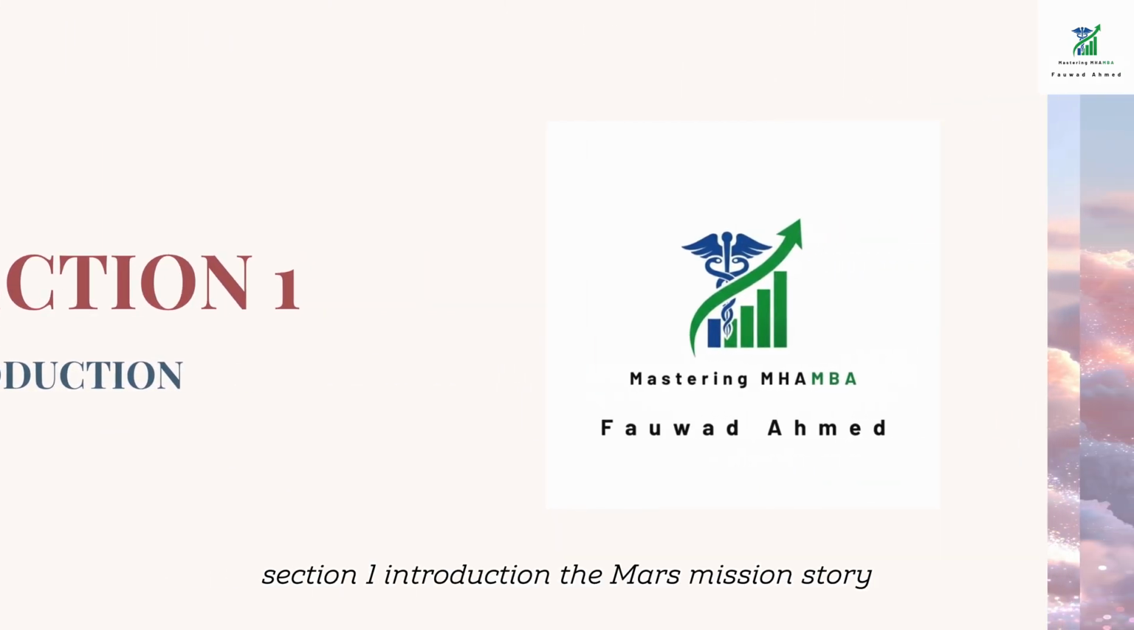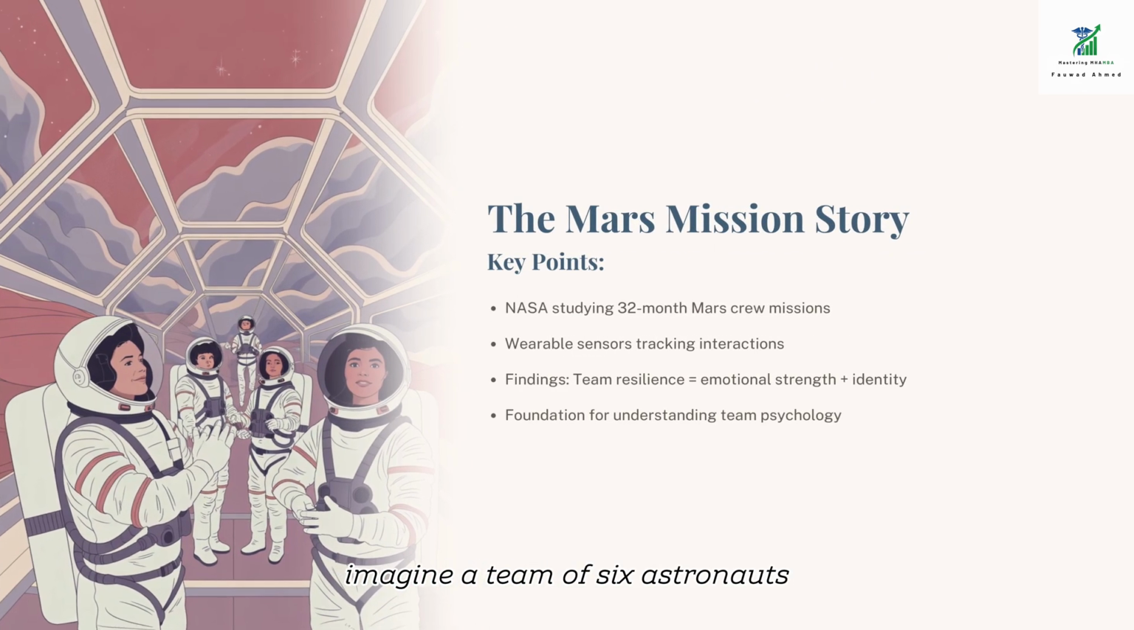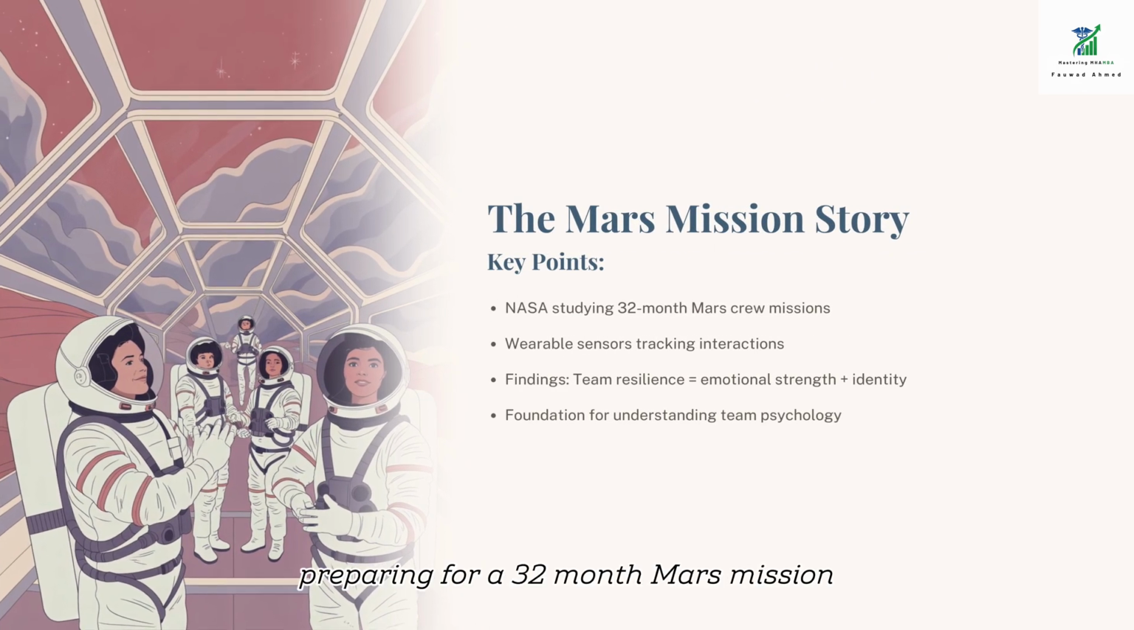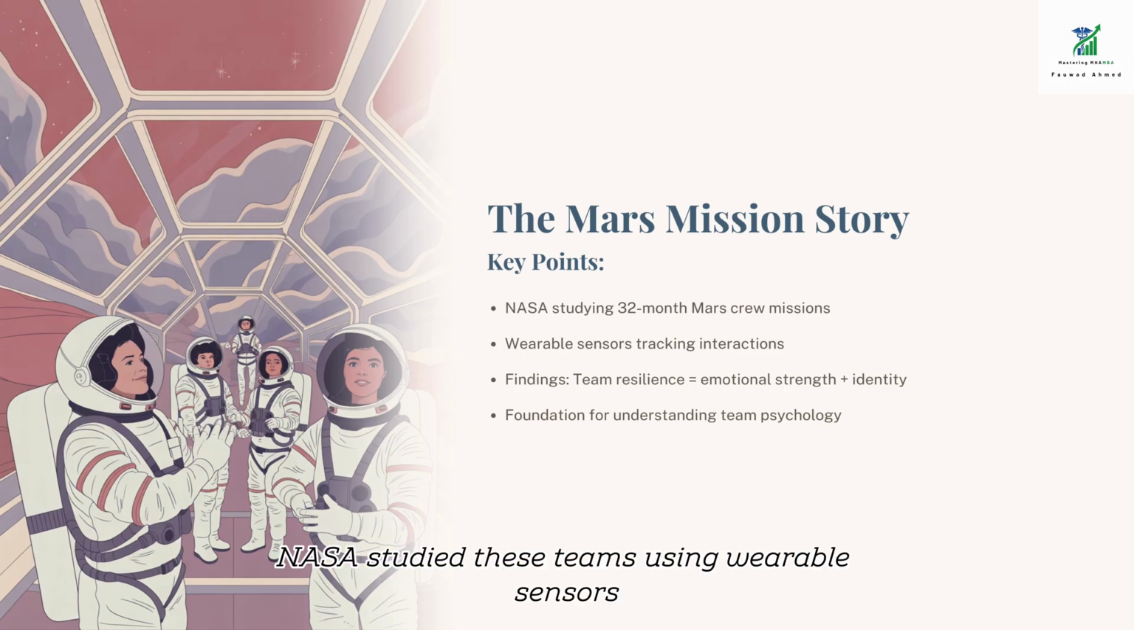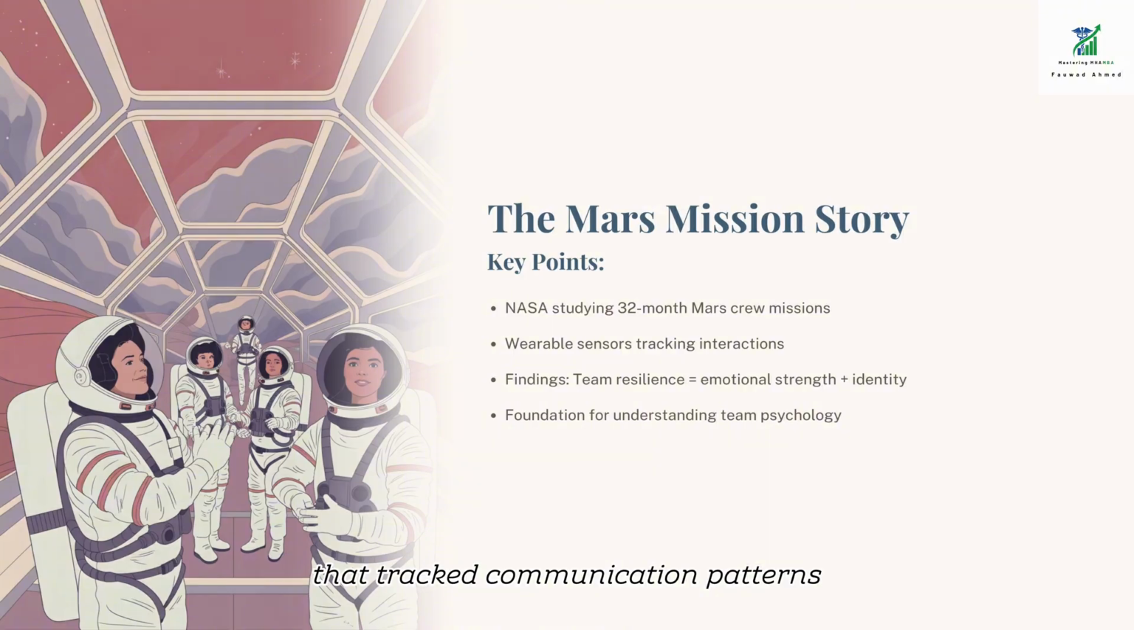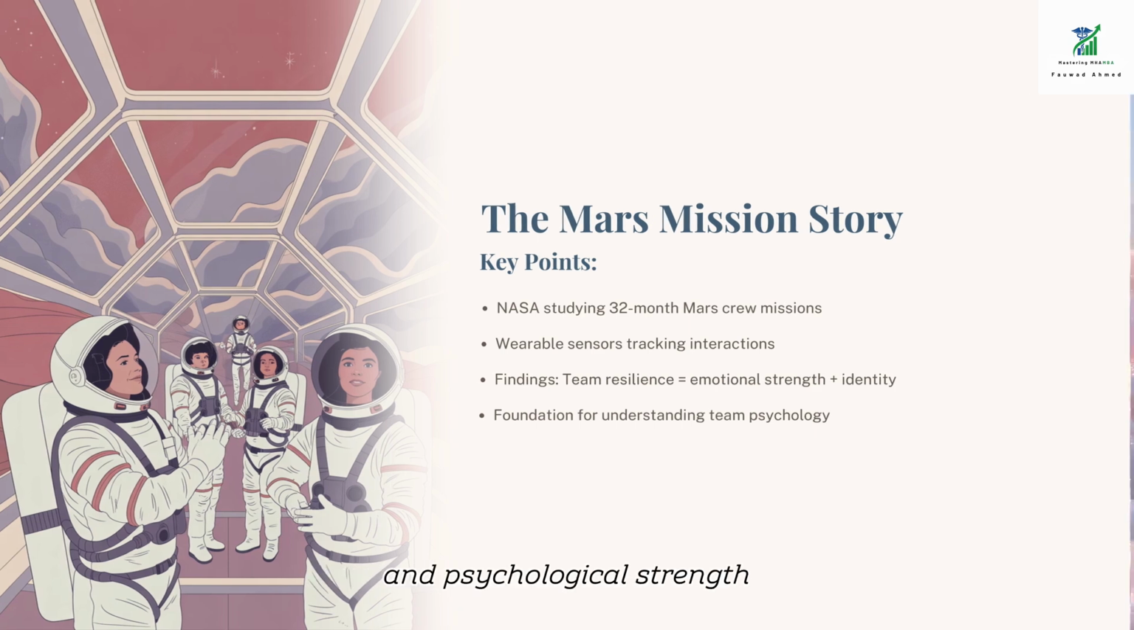Section 1, Introduction, the Mars mission story. Imagine a team of 6 astronauts preparing for a 32-month Mars mission, the ultimate test of teamwork. NASA studied these teams using wearable sensors that tracked communication patterns, emotional intensity, and group interactions. They discovered that the success of such missions depends heavily on team resilience, the ability to bounce back from setbacks, regulate emotions, and maintain unity under extreme uncertainty. This sets the foundation for Chapter 4a. Great teams don't just have skills, they have identity, emotion regulation, and psychological strength.